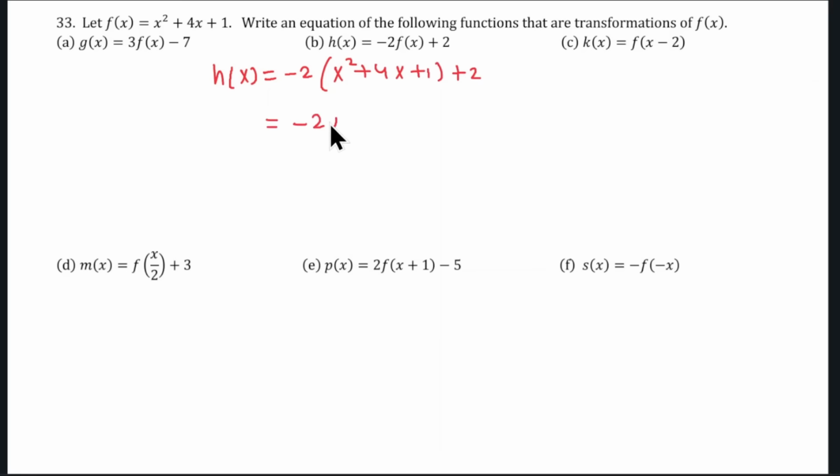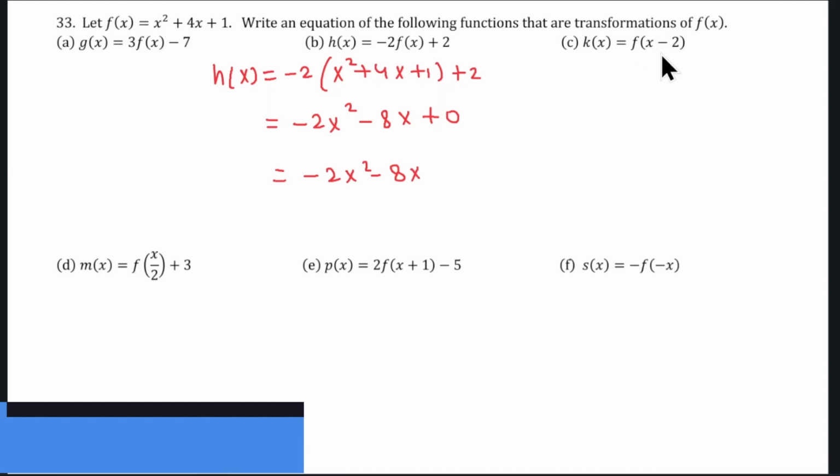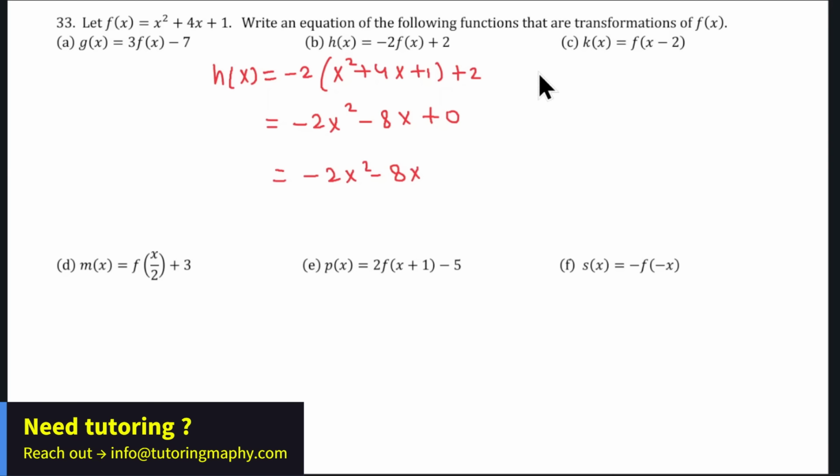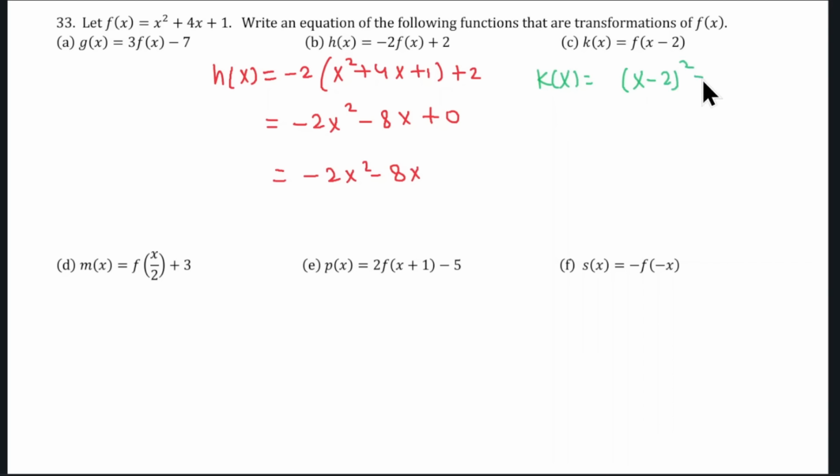So it will be negative 2x squared minus 8x minus 2 plus 2 is 0, which is negative 2x squared minus 8x, right? Over here, you just replace every x by x minus 2. So k(x) will become (x minus 2) squared plus 4 times (x minus 2) plus 1.